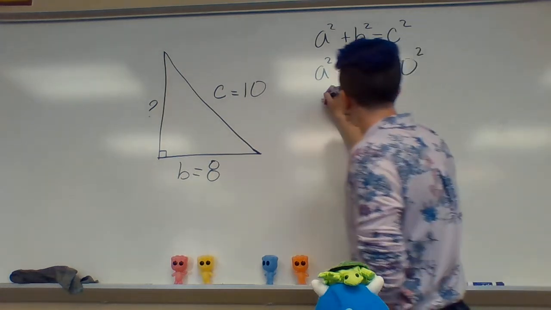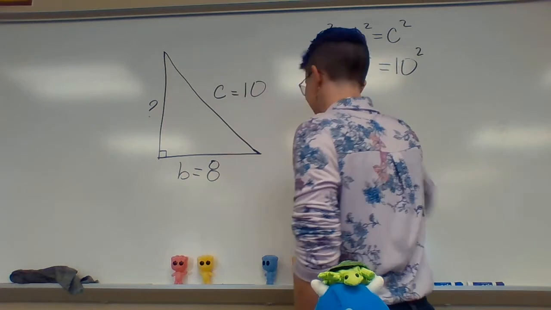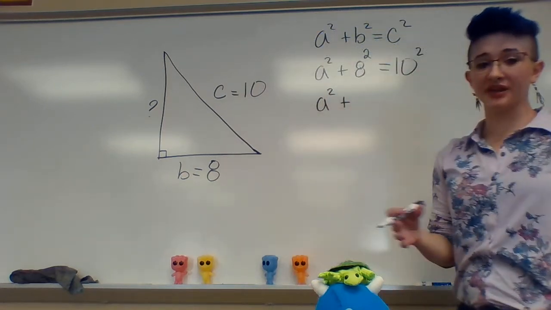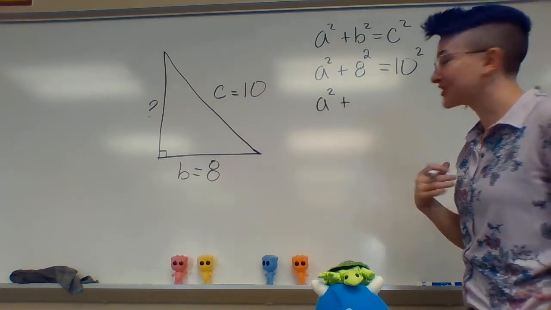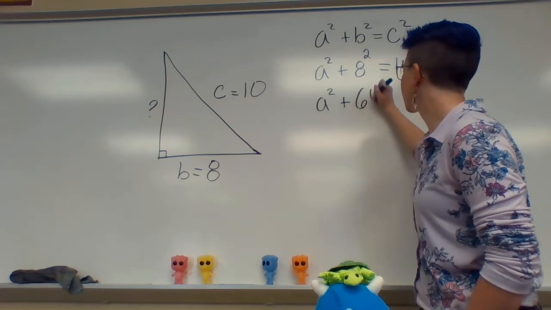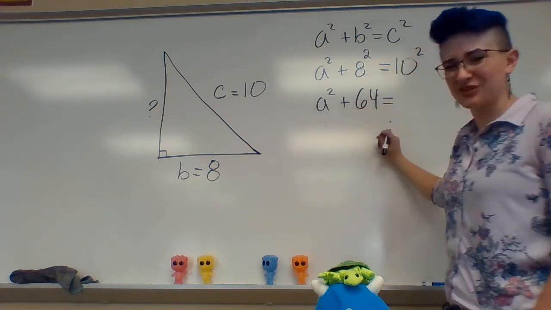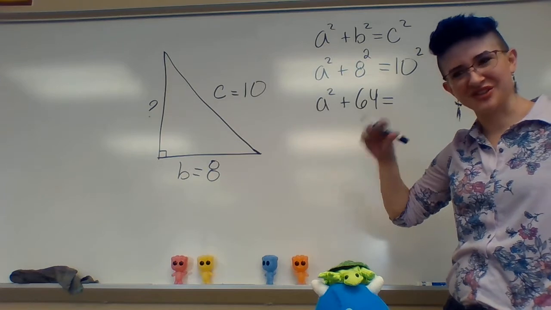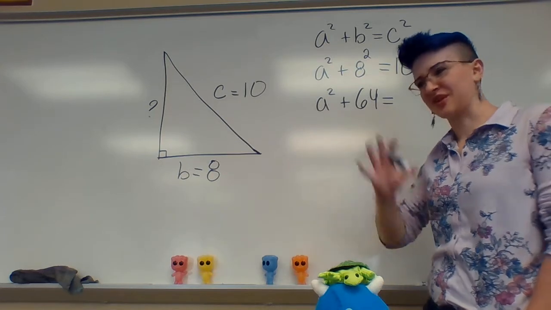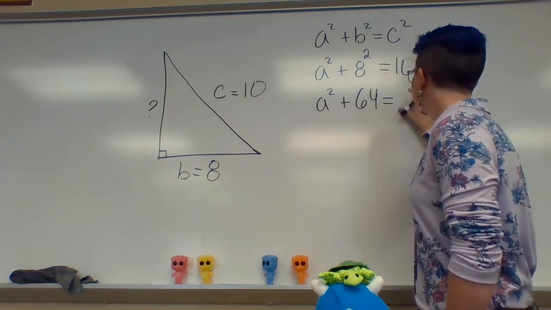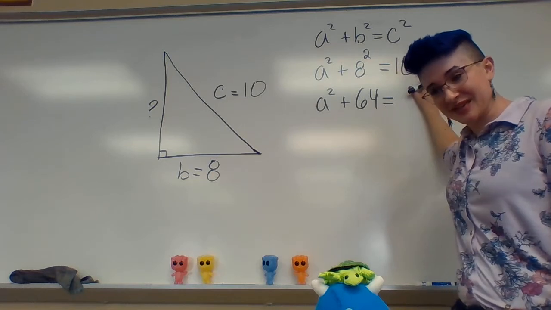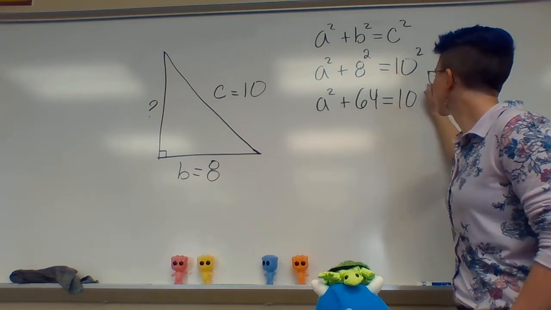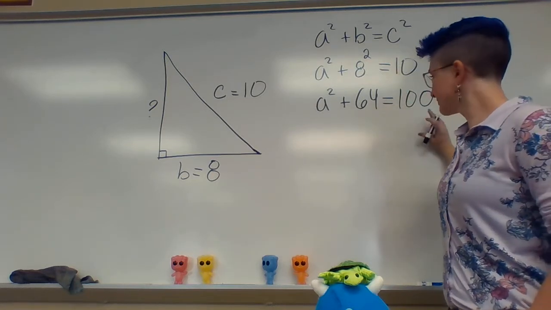Anyway, now we gotta do our squares. So we have a squared plus 8 squared. You can do that in a calculator. Some of you might know that by heart, 8 squared is 64. Really, knowing the first 10 perfect squares is a good thing to know by heart. It'll help you through high school. Trust me. And then 10 times 10, so 10 squared is 100. And you guys really ought to know this one already.